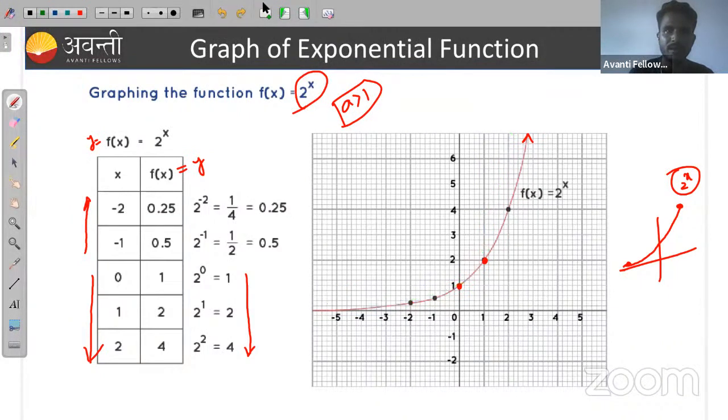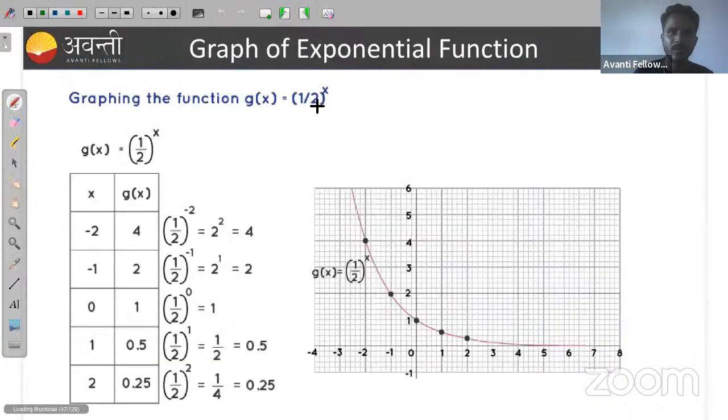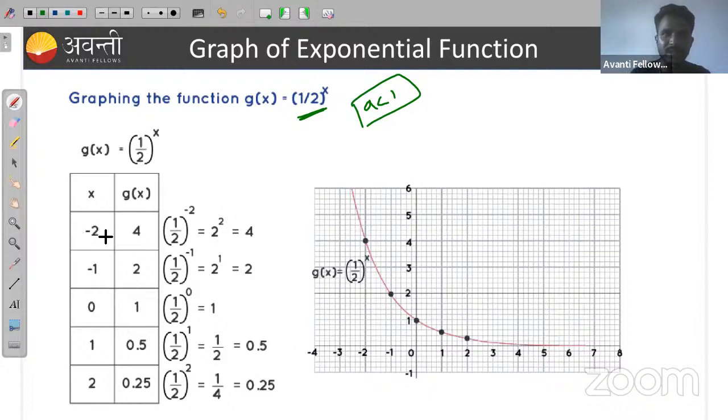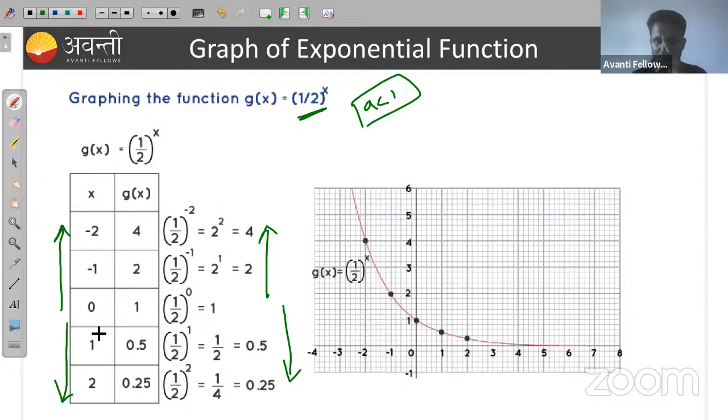So, and the reverse one: if you put the value of a less than 1, in that case the graph will be different. Because in the negative, if you put any negative values, it will keep increasing. If you decrease the value of x, the value of y increases. And if you increase the value of x, the value of y decreases.